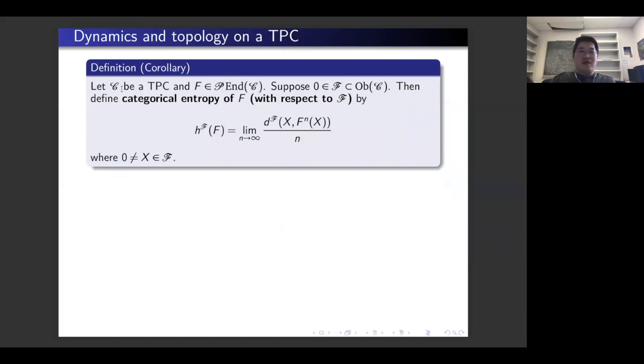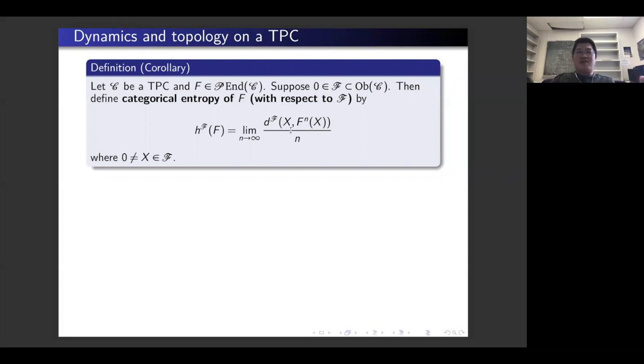This entropy is actually defined for functors, not for the object. So I'll give you a TPC and I will consider a functor. And again, suppose X0 is inside. The categorical entropy is like the growth rate. You consider X, but you use this functor to act on it repeatedly, and it will give you a sequence of them. You consider the difference, how far away it is from this original X.